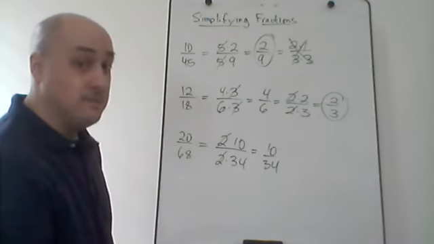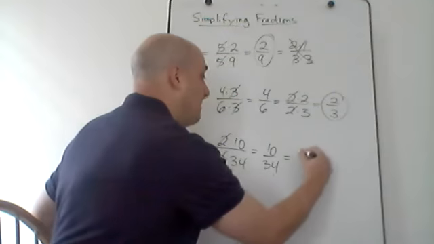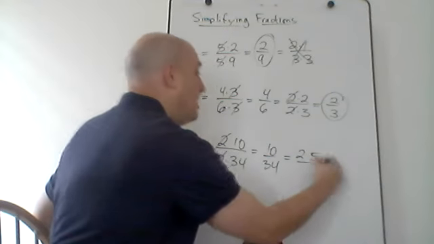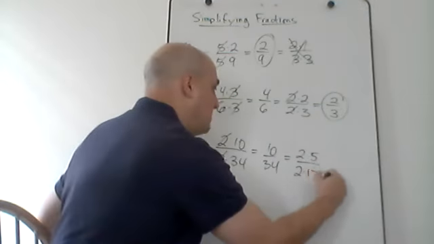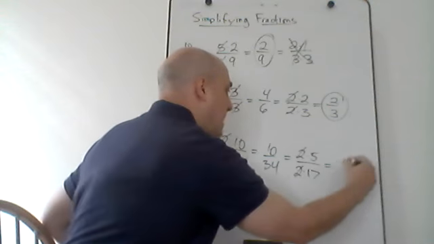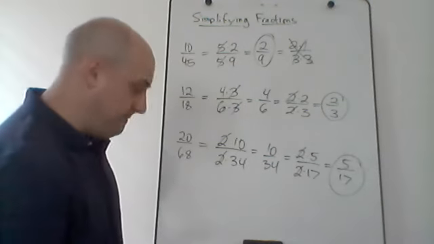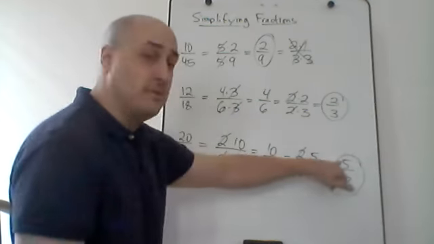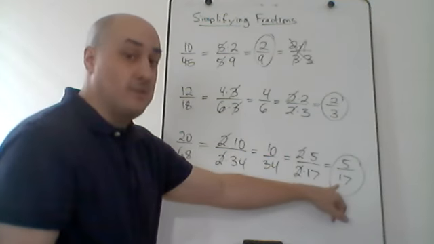Well, I can simplify this further because 10 and 34 are still both even numbers, so I can factor them and divide them both by 2. So 10 is 2 times 5, 34 is 2 times 17. Once again, the 2's cancel, and I'm going to get 5 over 17. And 5 is just 5 times 1. There's no other factors of 5. 17 is just 17 times 1. There's no other factors of 17, right?